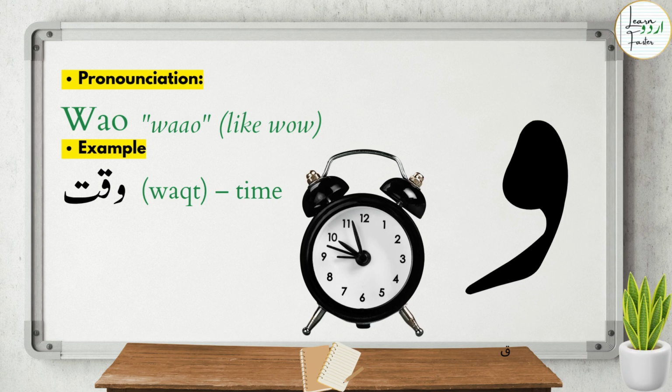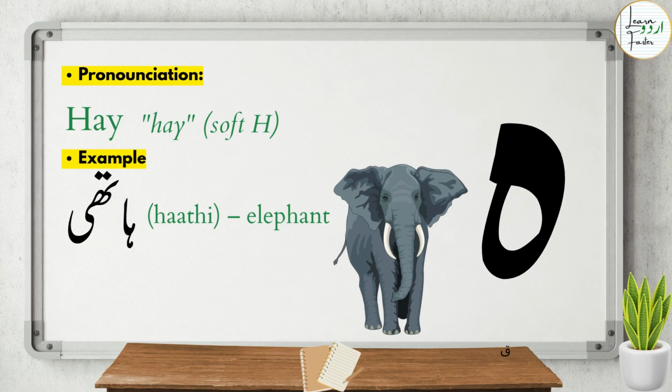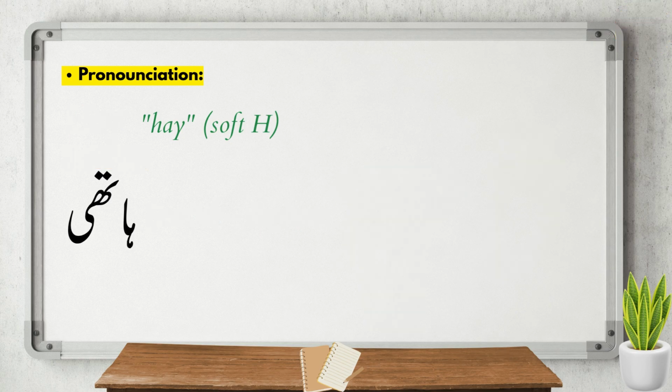Wow. It sounds like wow. The word example is waqt, time. Move to the next alphabet, hey. It's a soft hey, as it also looks different from the heavy hey that we learned before in this lesson. The example word here is hathi, elephant.